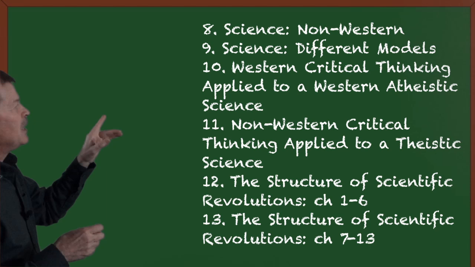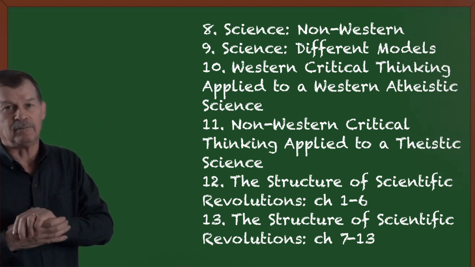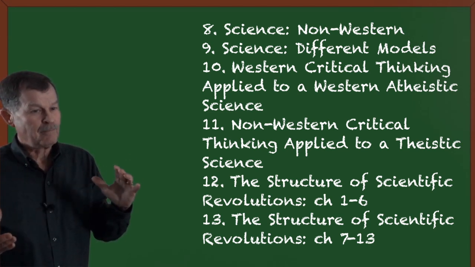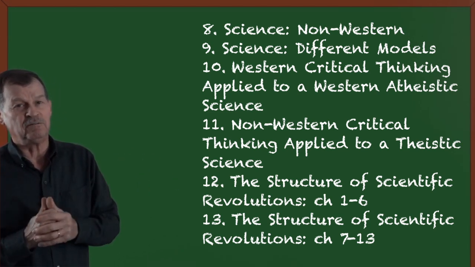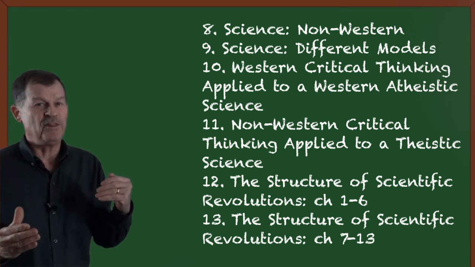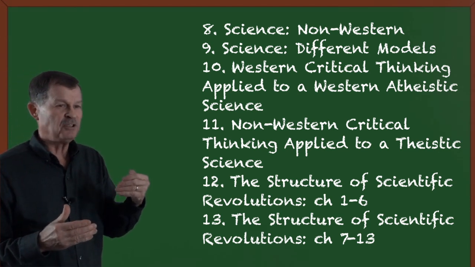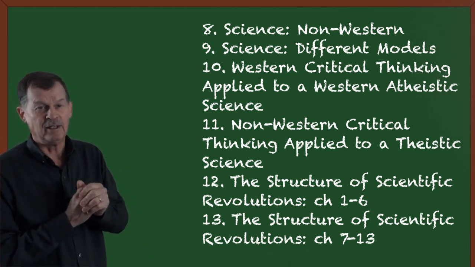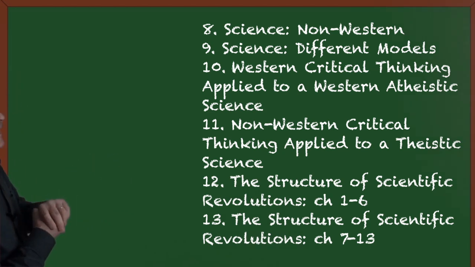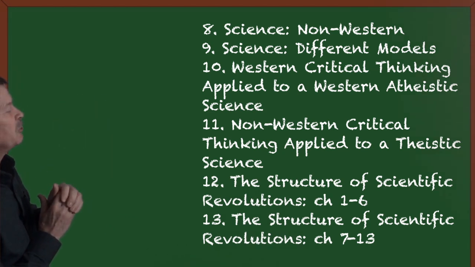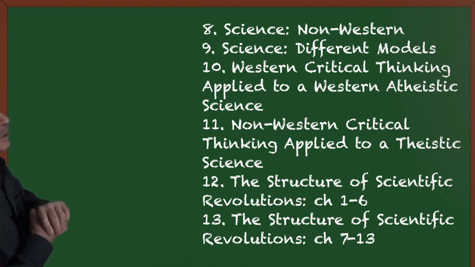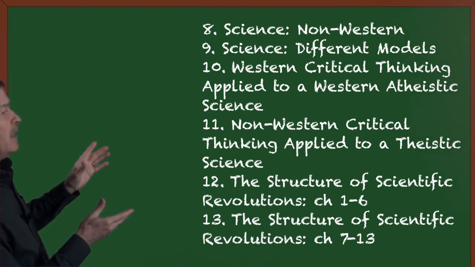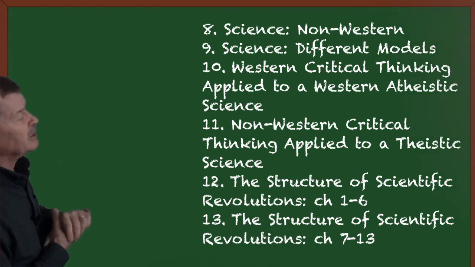So what we're going to do is apply Western critical thinking. Now, why do I say that? Well, because different cultures think differently. And when we're thinking critically, oftentimes what they mean in academics is Western critical thinking. So we're going to look at that: Western critical thinking applied to Western atheistic science. Chapter 11, or week 11, would be non-Western critical thinking applied to a non-Western theistic science.